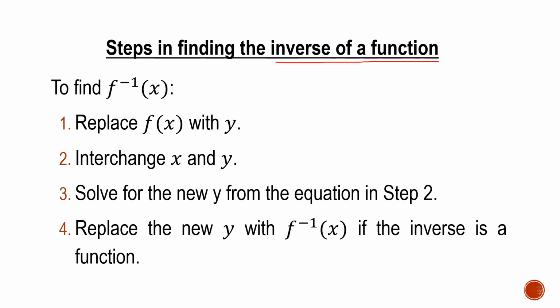So for us to find the inverse of a function, first thing to do is to replace f of x with your y. For example, if there is a given f of x which is equal to 2x plus 3, then we can write this by simply replacing your f of x with your y. We can write this given function as y is equal to 2x plus 3.